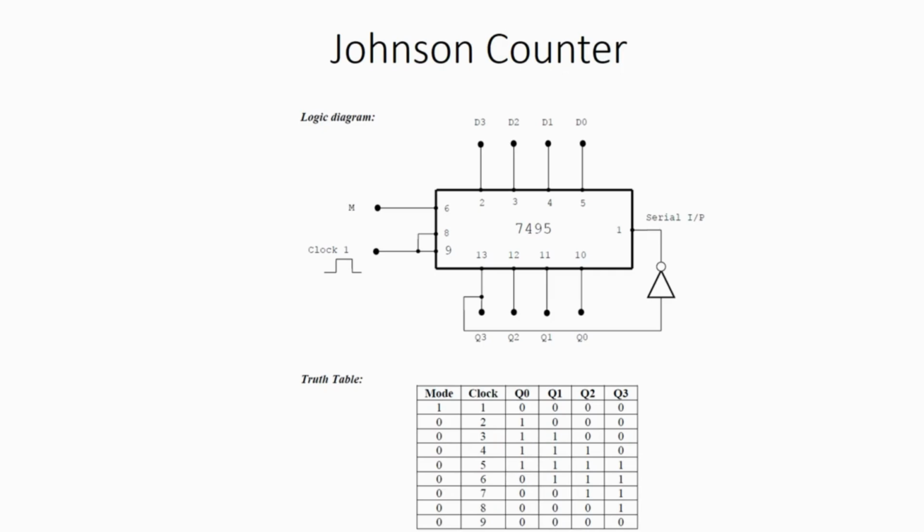The next kind of counter that can be designed using the IC 7495 is the Johnson counter. In a Johnson counter, it is possible to generate 8 different states, and the extra connection required here is that the output Q3 should be connected to the serial input through an inverter, through a NOT gate. It is designed following the designing procedure in order to observe the 8 different states of the Johnson counter.